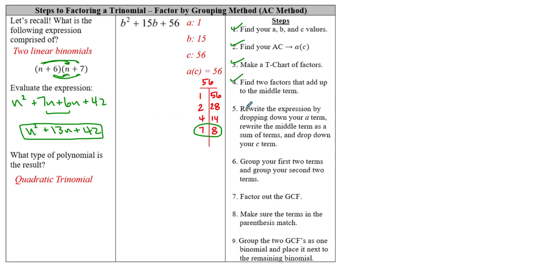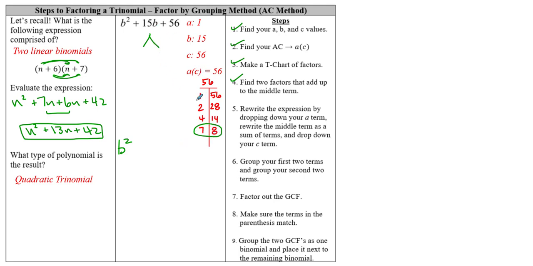So step 4 complete. Now it wants us to rewrite the expression by dropping down your a term. Okay, so if we took our a term, that is b squared. So I'm going to drop that down. Then it wants to rewrite the middle term as a sum of terms. So I'm going to split up this 15b into 2 terms and make them the sum of terms.